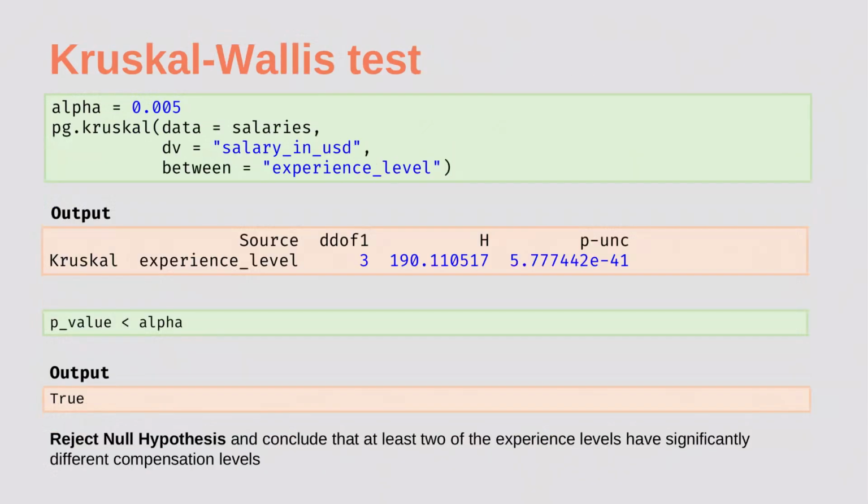The Kruskal-Wallis test is equivalent to ANOVA and is used for non-parametric datasets. In this case, we are analyzing the salary differences across 4 experience levels. Looking at the results, we can see that the p-value is extremely small and well below our alpha threshold of 0.05. Because the p-value is less than alpha, we reject the null hypothesis. This tells us that at least 2 of the experience levels have significantly different compensation levels.